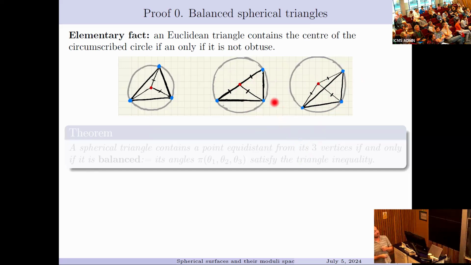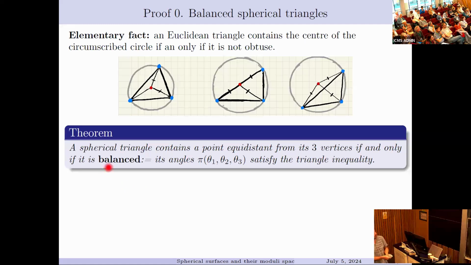But what is really new about this is that you can reformulate this result in the following way. A Euclidean triangle contains the center of the circumscribed circle if and only if its angles satisfy the spherical triangle inequality. So this leads us to the notion of a balanced triangle. A balanced triangle is a triangle such that its angles satisfy the triangle inequality. Okay.